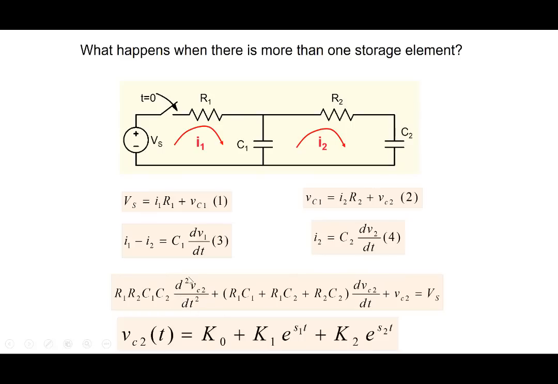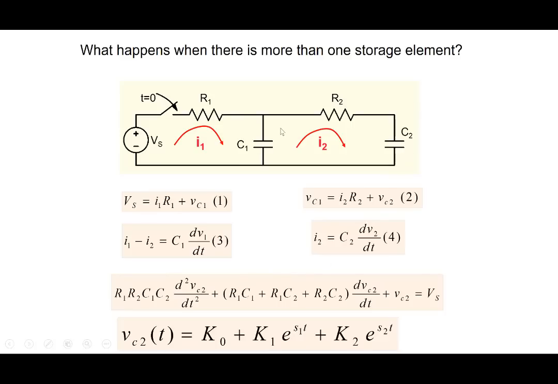Note that it's a second derivative here, d²Vc2/dt², then the first derivative, and this. The general solution of a second order differential equation will have two exponentials like this, e^(s1 t) and e^(s2 t). So it's a more complicated solution, and obviously you can see that our method is failing. Our method was Vc equal to k0 plus k1 e^(s1 t), for a first order differential equation. When you have two capacitors, in general you'll get a second order differential equation.